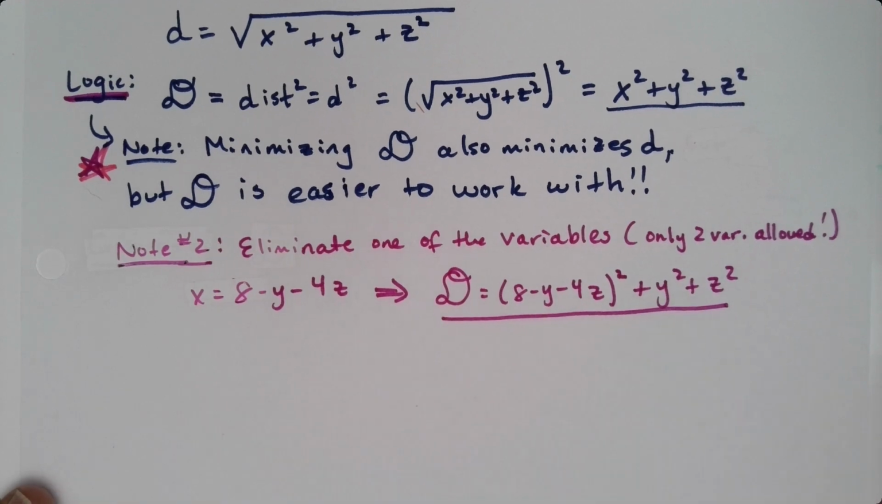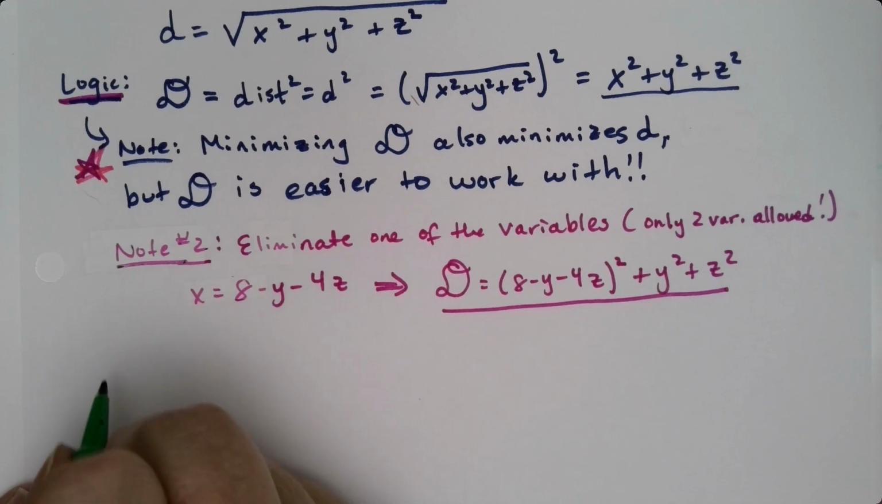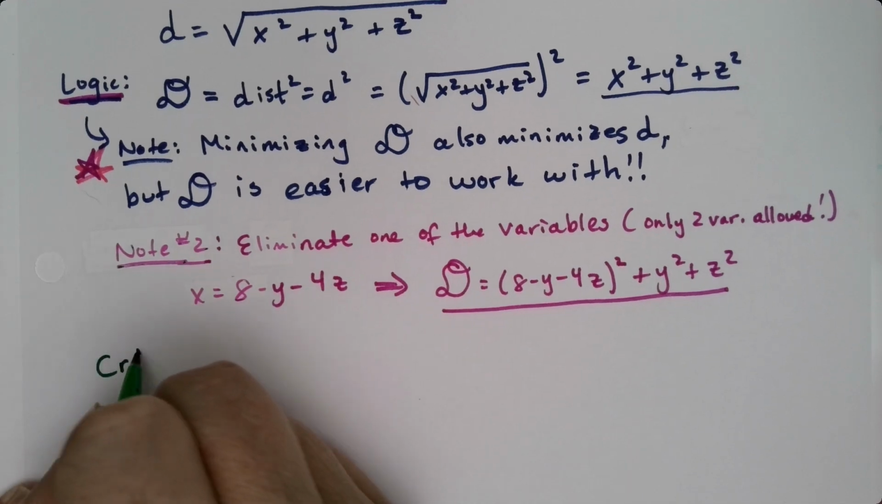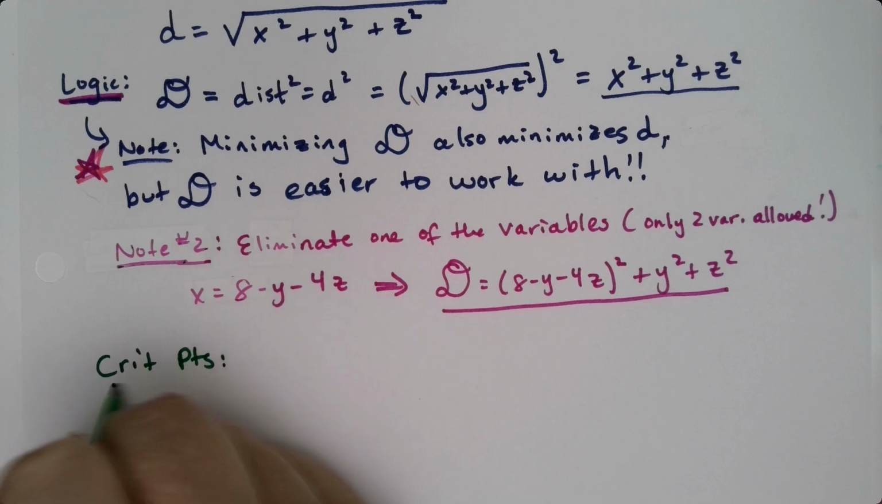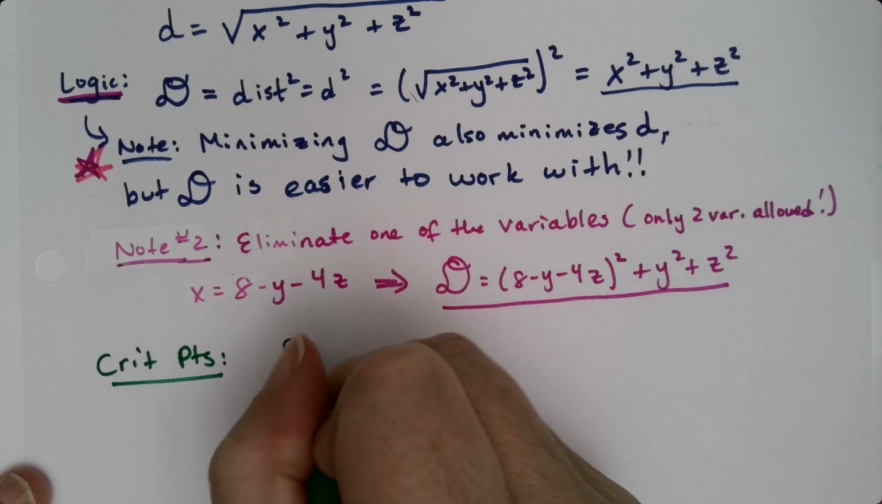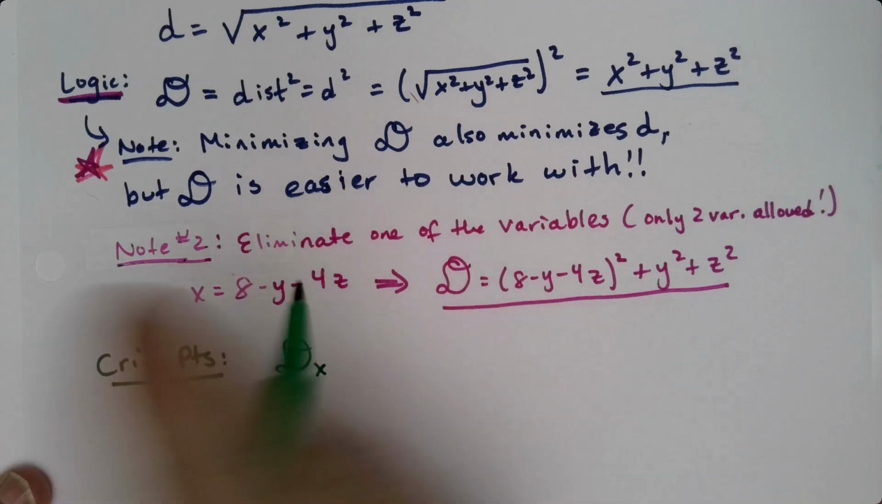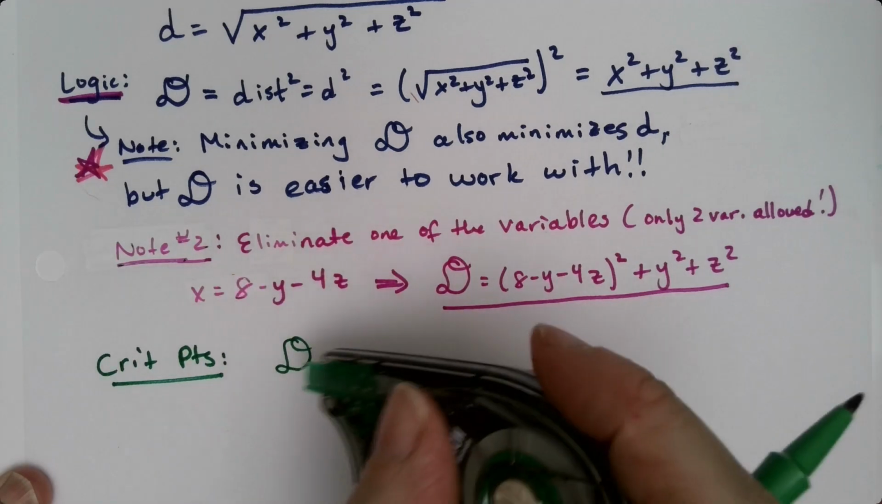Unfortunately, the only variables I have are y and z, which I'm not used to, but that's okay. We can do this. So let's find the critical points. All right, so I need D sub x. Oh, D sub y. I don't have an x variable. D sub y.